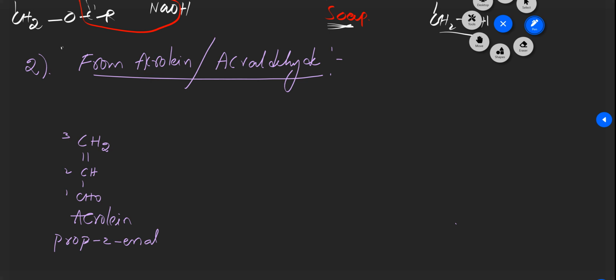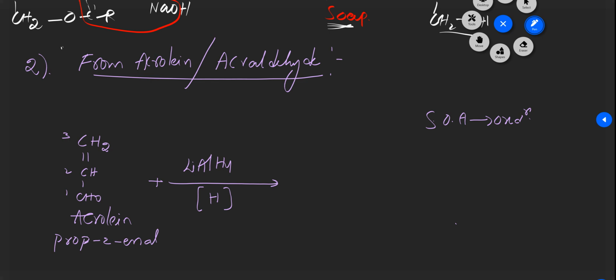So acraldehyde is going to react with lithium aluminum hydride. Lithium aluminum hydride is a strong oxidizing agent or a strong reducing agent? What is the meaning of oxidizing agent? It is going to oxidize others, right? That means it is going to gain oxygens.